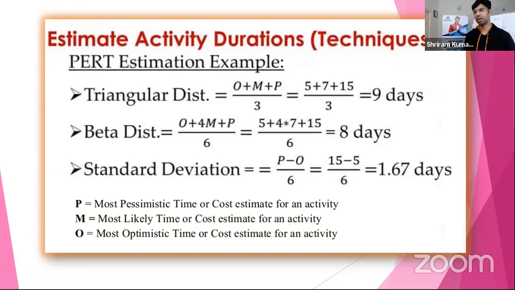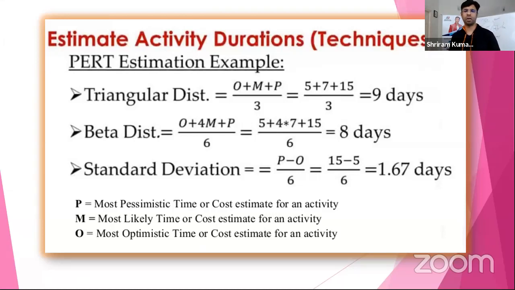Now, if it's a 3-point, they use 3 parameters, which are called optimistic, pessimistic, and most likely. Optimistic, always think the best will happen. The pessimistic goes the other side, it may not happen. And there is something called most likely. So O plus M plus P divided by 3, it's a 3-point estimation and triangular distribution.